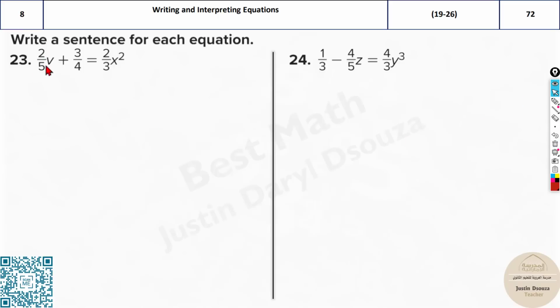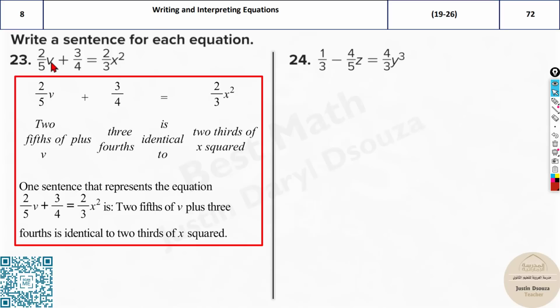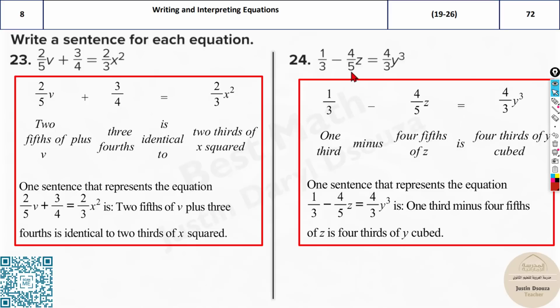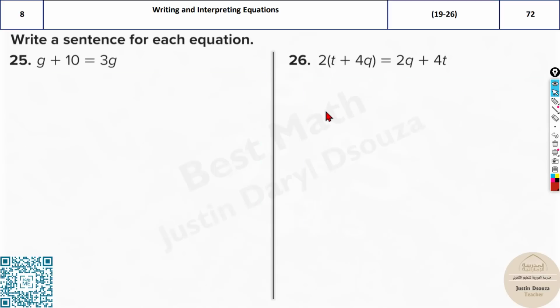Now here also again 2/3, 2/5, 3/4, 2/3. So you can write it as 2/5 added to a plus 3/4 is identical to, this is same as equal to 2/3 of x squared, or square of x is the same thing. Here again 1/3 minus 4/5 z equals, or is 4/3 of y cubed. Now here y is cubed because y power 3. If you have more than power 3, they'll just say raised to the power 4 or power 4.